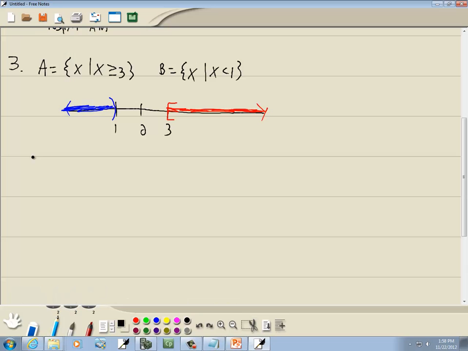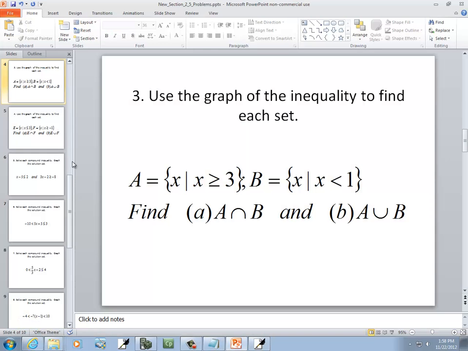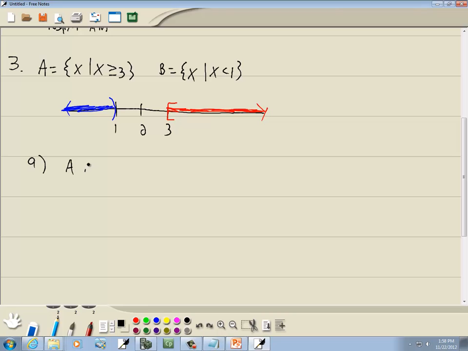Now A says A intersect B. Now for the intersection, this is where they are both shaded. What they have in common. Well, if I look at this, they don't have anything in common. So this would be the empty set.